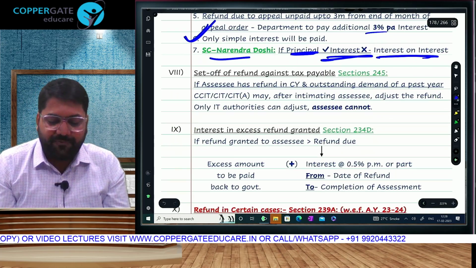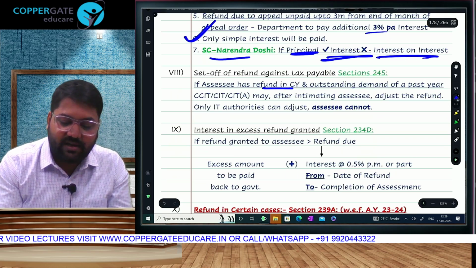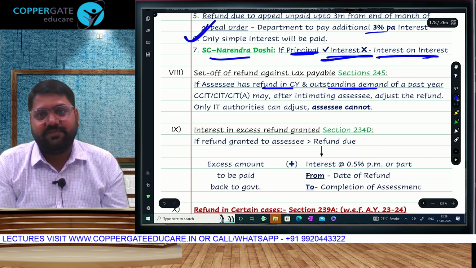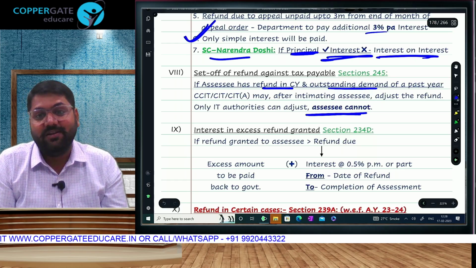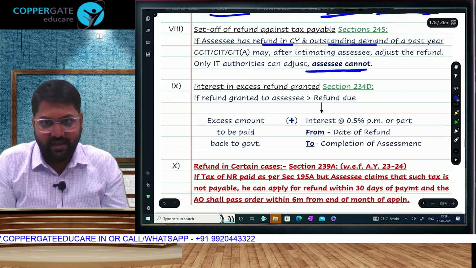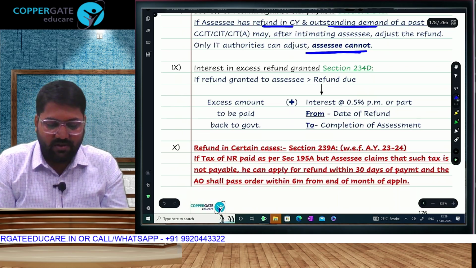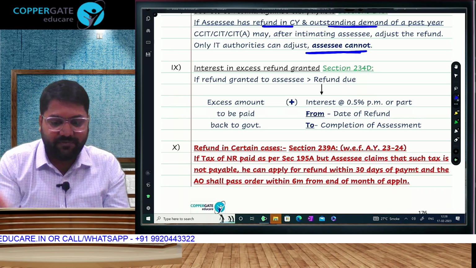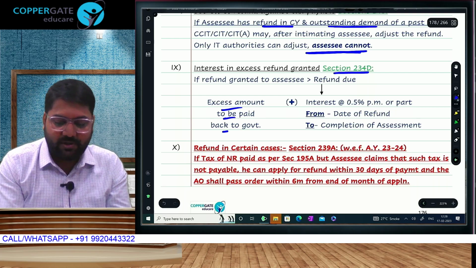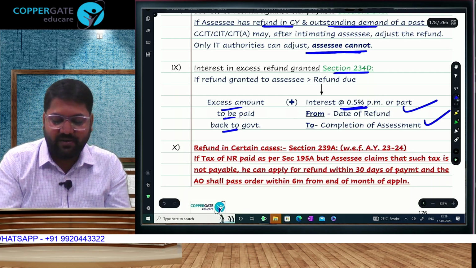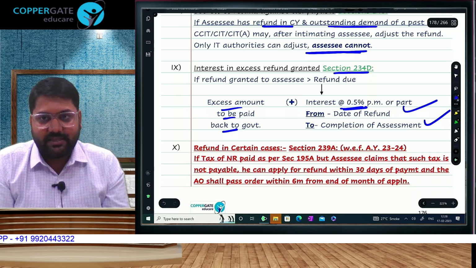Okay. If there is any refund in the current year and some past outstanding taxes which you have not paid, then the IT authorities can adjust your current year refund. They can do it. You cannot. And if you have taken an excess refund, then you have to give the money back with interest. On the excess amount, 0.5% from the date you took the refund till the date of completion of assessment.